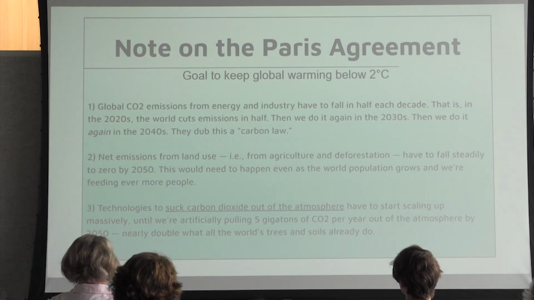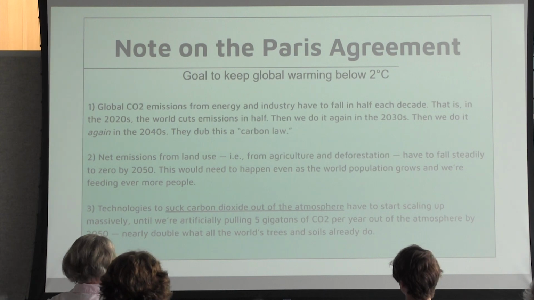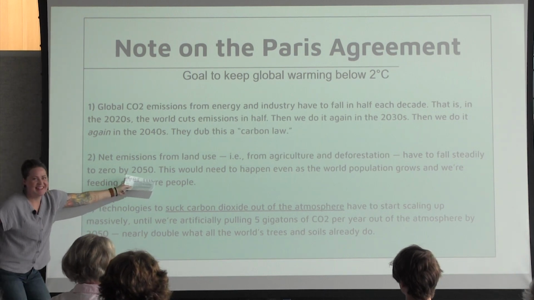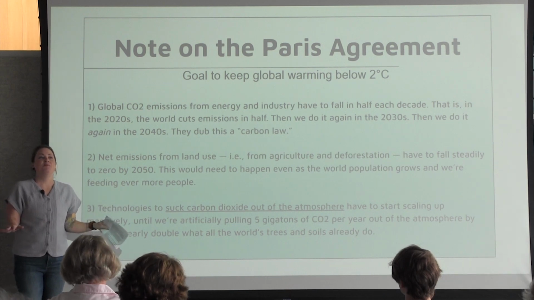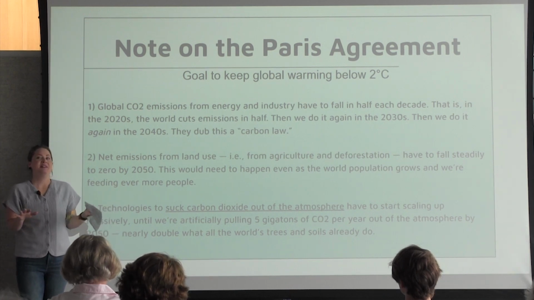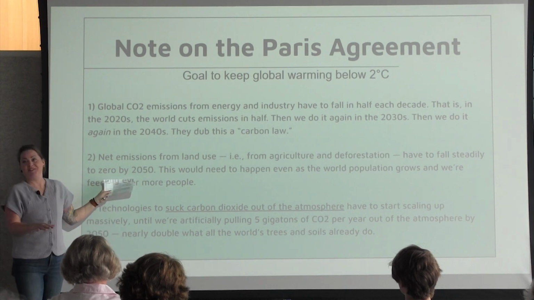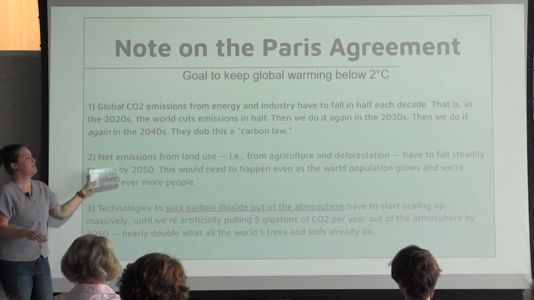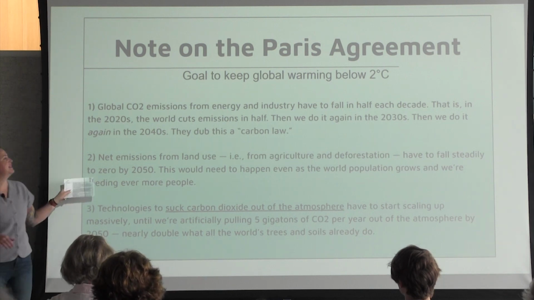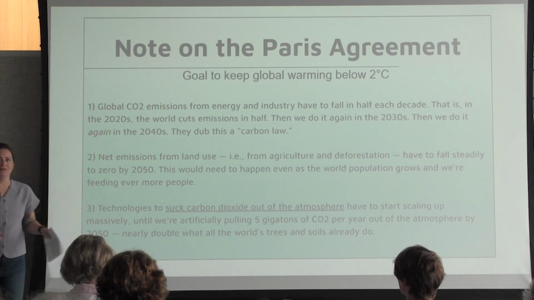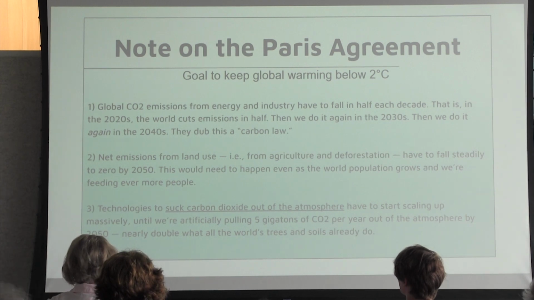Net emissions from land use, so agriculture, deforestation, those things, have to fall steadily to 0 by 2050. That means that we stop tearing down all the forests and we stop planting new crops by 2050. And this is all the while the world population grows and we have to feed more people. But we have to basically end all land use and get it to 0 by 2050.